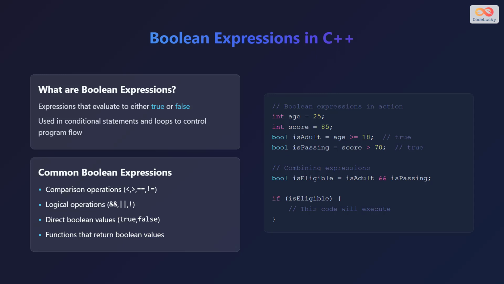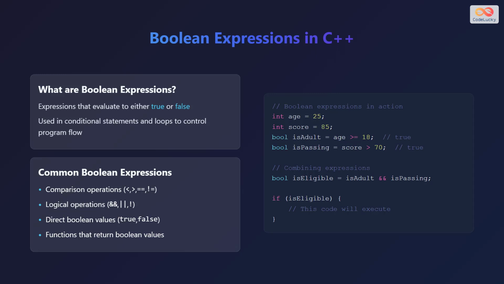Also, logical operations such as and, or, and not are used. Direct Boolean values like true and false can be used, and functions that return Boolean values can be used. Let us consider a code example. We have an integer variable age which has the value 25. Another integer variable score which has a value of 85.